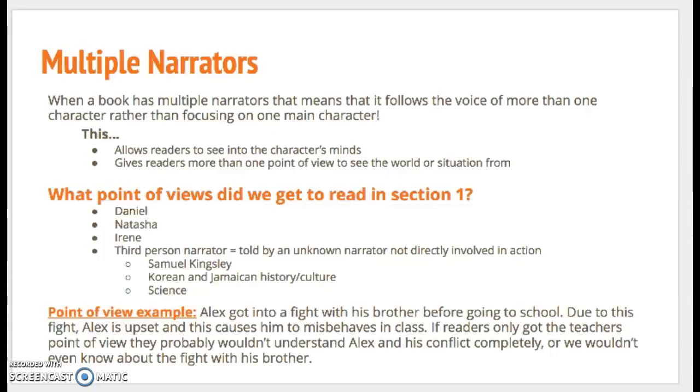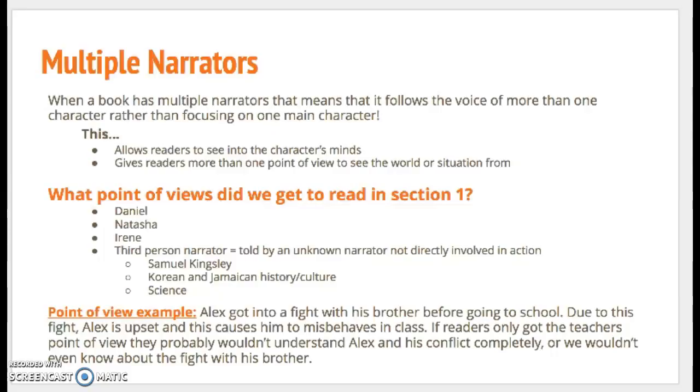So I put an example here for you guys to see, to help you maybe understand this concept more. This is my point of view example. Alex got into a fight with his brother before going to school. Due to this fight, Alex is upset and this causes him to misbehave in class. If readers only got the teacher's point of view, they probably wouldn't understand Alex and his conflict completely, or we wouldn't even know about the fight with his brother at all.